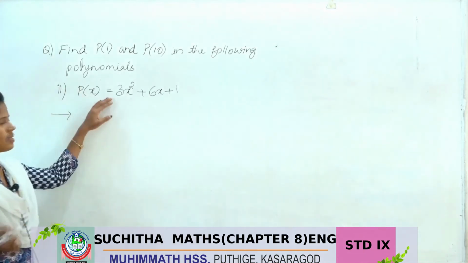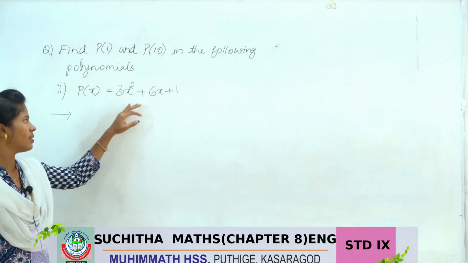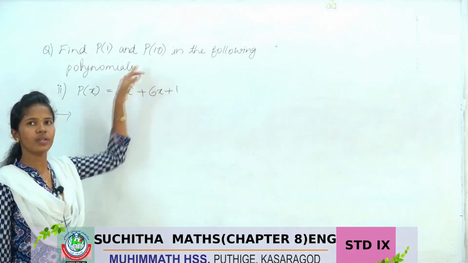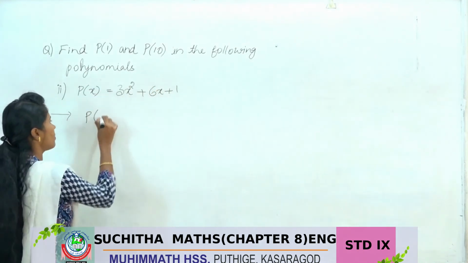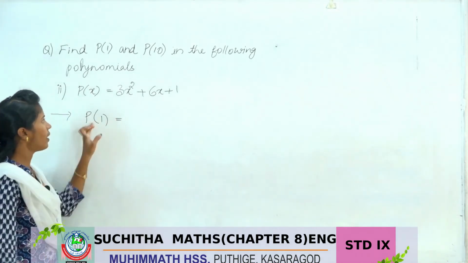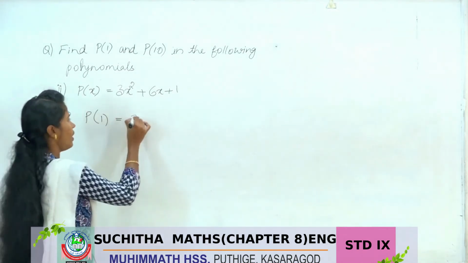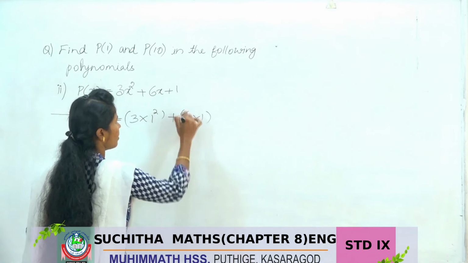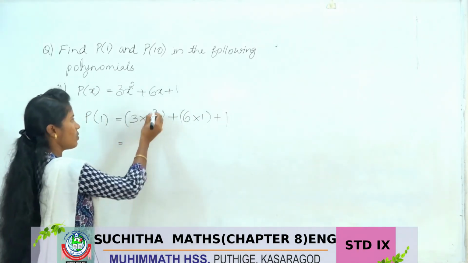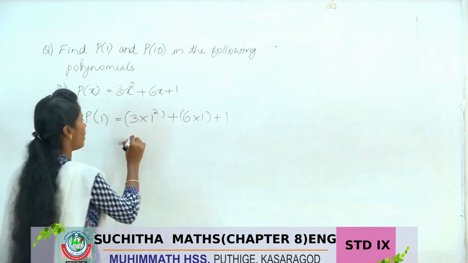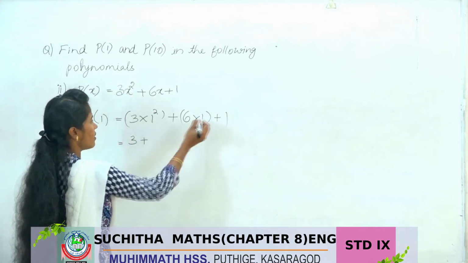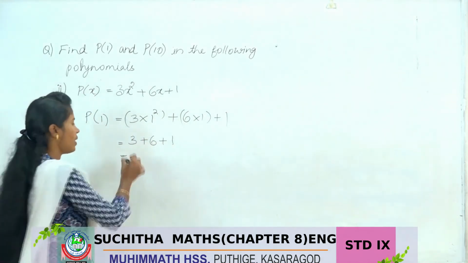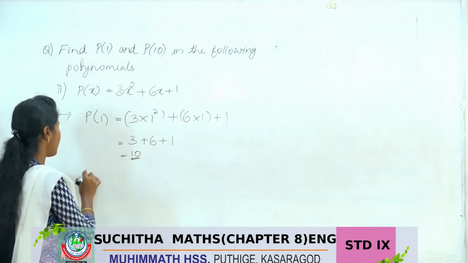P of x equal to 3x square plus 6x plus 1. Here also we have to find P of 1 and P of 10. So first P of 1. P of 1 equal to, apply 1 in the place of x. Okay. 3 into 1 square plus 6 into 1 plus 1. So 1 square is 1. 1 into 3 is 3 plus 6 into 1 is 6 plus 1, that is 6 plus 3 is 9, 9 plus 1 is 10. Next find P of 10.